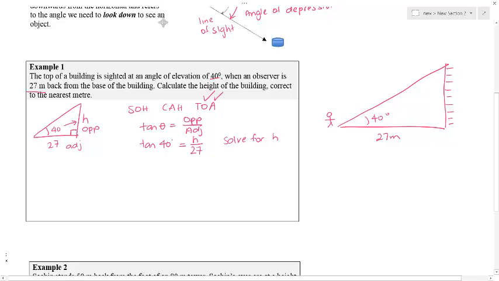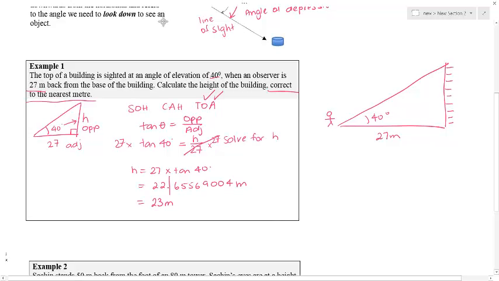To solve for h, we're going to get rid of the 27, and we do that by multiplying both sides by 27. The 27s cancel out here, and what we have is h equals 27 times tan 40 degrees. This is entered into your calculator, and what you should get is 22.65569004 meters. The question's asking us to correct to the nearest meter, so we're going to round off. Looking at our decimal number, we can see we need to round up to 23 meters. So that's our final answer.